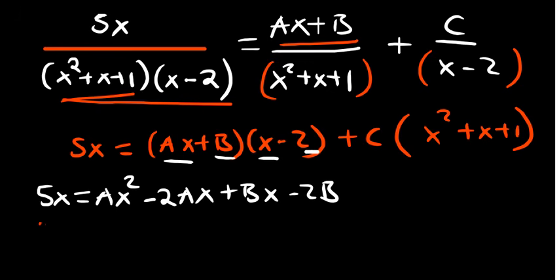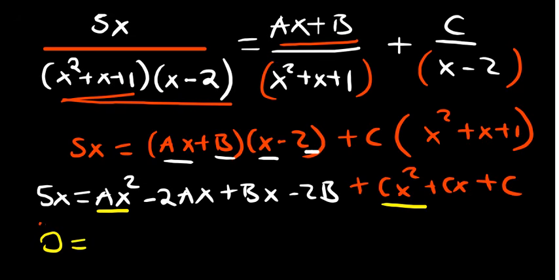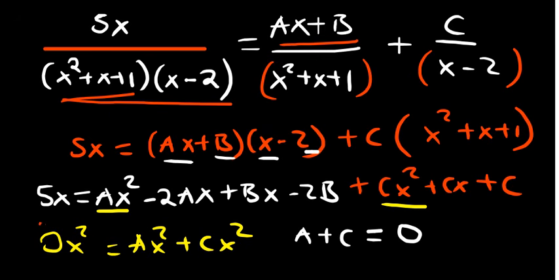Then the other part we have cx squared plus cx plus ac. So we expanded now. What is very cardinal is to collect the like parts. So collect the x squared and the x squared. On the left hand side, do we have anything that is having an x squared? No. So we can say it is equivalent to 0. So 0x squared is equal to ax squared plus cx squared. What we are saying there is the summation of a plus c is supposed to be equal to 0. That is our first equation.